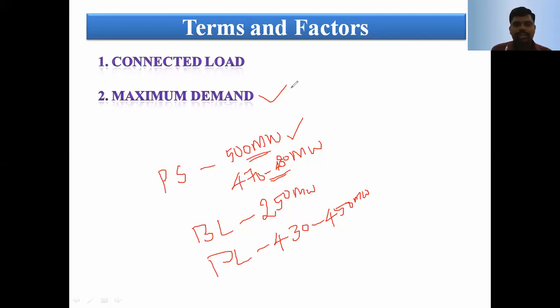But consumers never connect all the loads, that is, all the switches are never switched on at a time. If all the appliances are utilized, that is the connected load. And one more thing: the maximum demand is always less than or equal to unity.